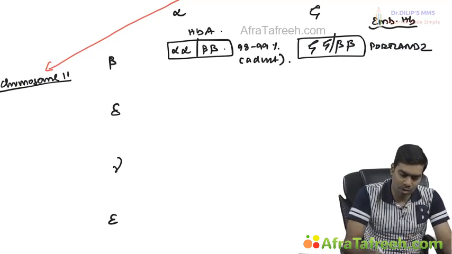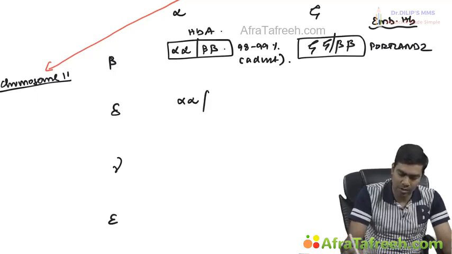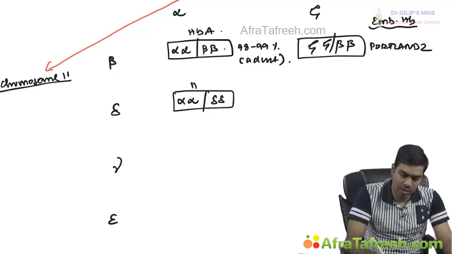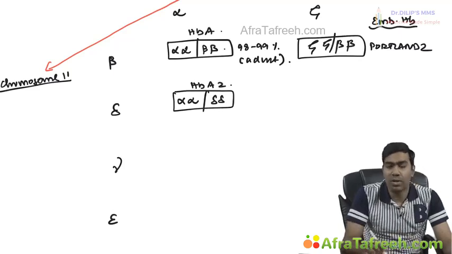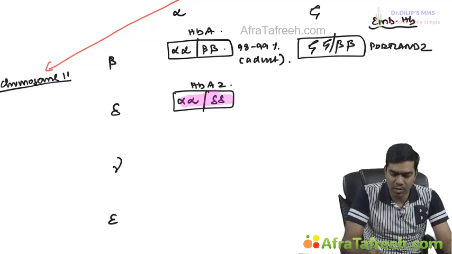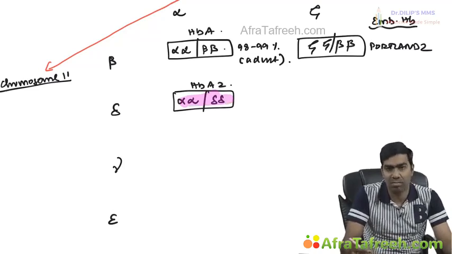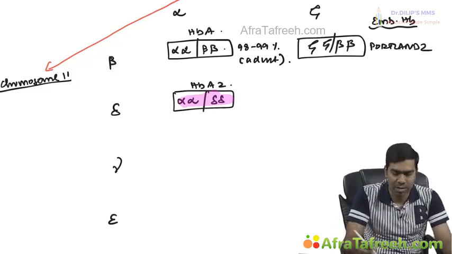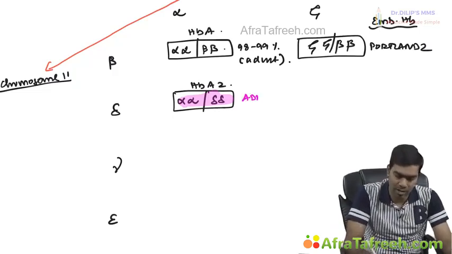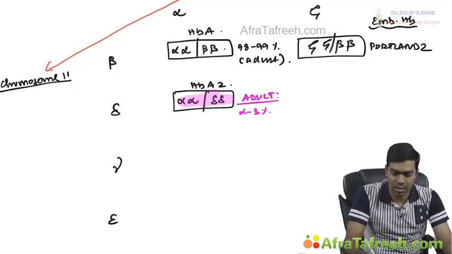Then if you put 2 alpha and 2 delta chains, this is what we refer to as hemoglobin A2. What is the importance of hemoglobin A2? It is important only in the diagnosis of maybe thalassemia minor. Apart from that, hemoglobin A2 is not that important in clinical practice. But generally, in a standard adult, hemoglobin A2 contributes approximately 2 to 3%. This is normal.